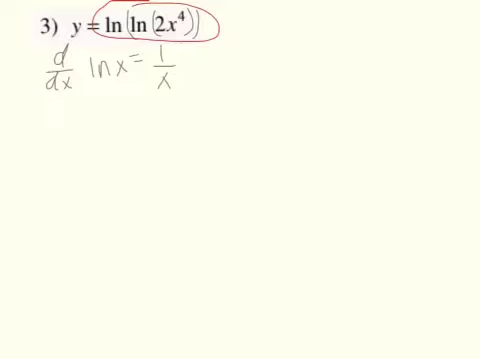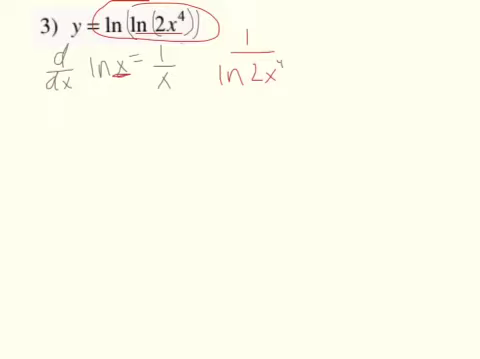Okay, so I'm going to do number 3, and it's basically a function within a function. So the first thing we need to know is that the derivative of ln of x is equal to 1 over x. So in this equation, we would take the derivative of the first function, or the outer function. So here, the x here would be ln of 2x to the 4th. So that would mean that the derivative would be 1 over ln 2x to the 4th.